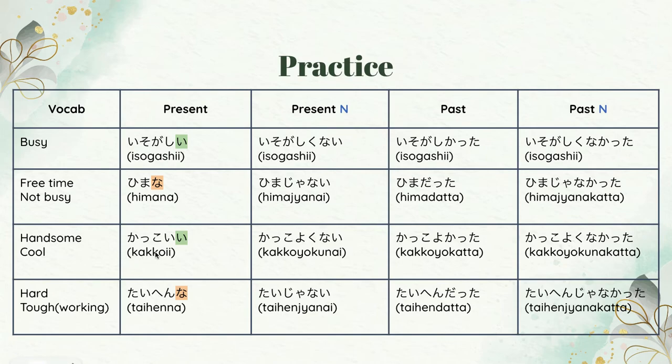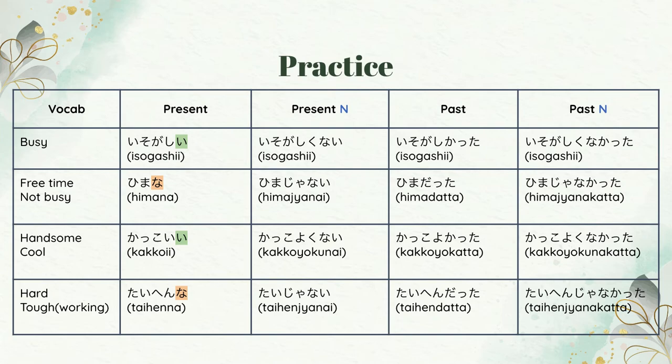The third one is handsome or cool, and in Japanese that would be かっこいい. So the present form would be かっこいい. Present negative would be かっこよくない. Past would be かっこよかった. Past negative would be かっこよくなかった. かっこいい, かっこよくない, かっこよかった, かっこよくなかった.